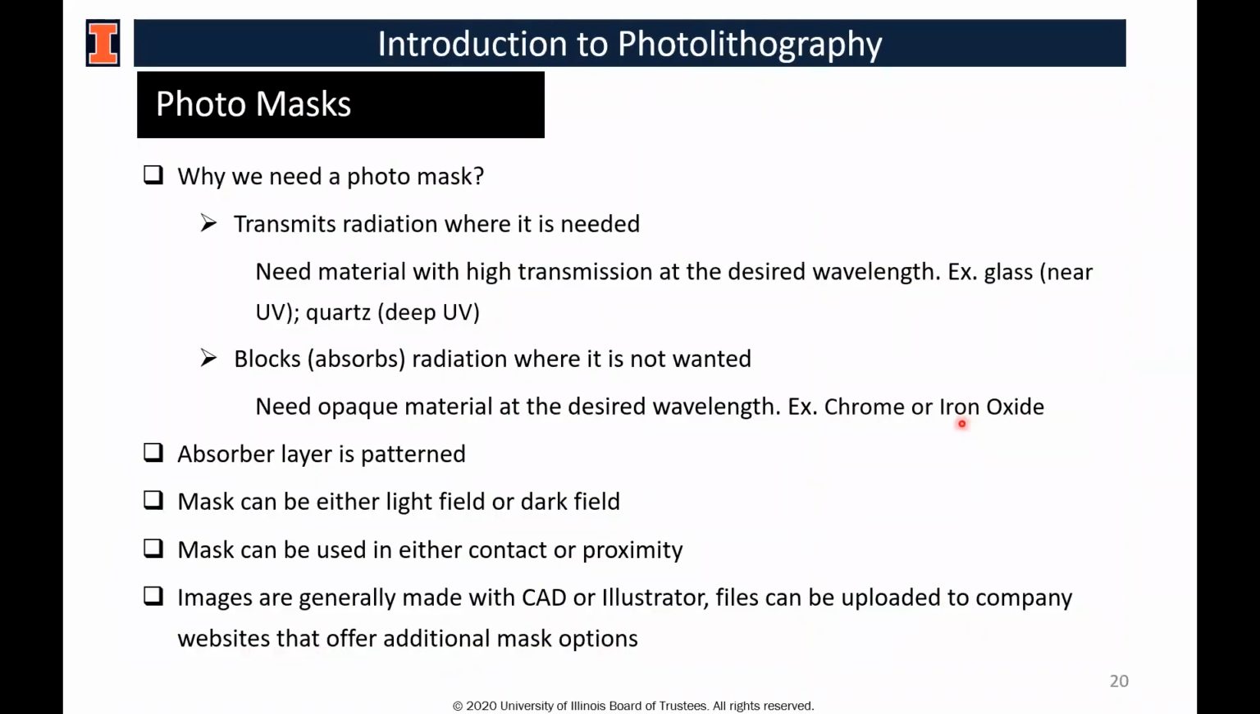Now, photomasks. The question might arise, why do we need a photomask? Well, a photomask consists of either a very flat piece of soda lime or a quartz glass. It has a metal coating consisting of either chrome or iron oxide. Iron oxide offers the ability to see through it, and it makes aligning much easier on the wafer. Both metal coatings will block radiation at the desired wavelength, allowing UV light to be transmitted where needed. The mask can be either a clear field mask or a dark field mask, and the mask can be used in either a contact mode or a proximity mode.